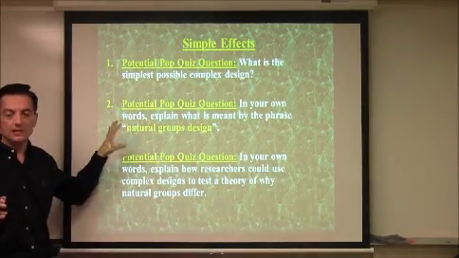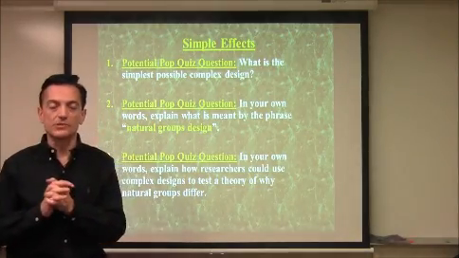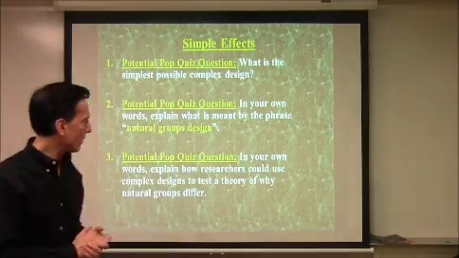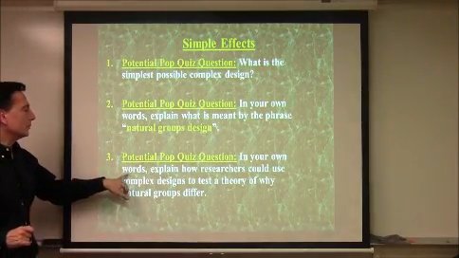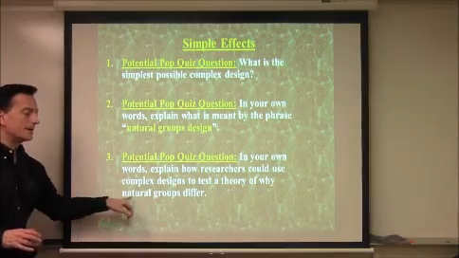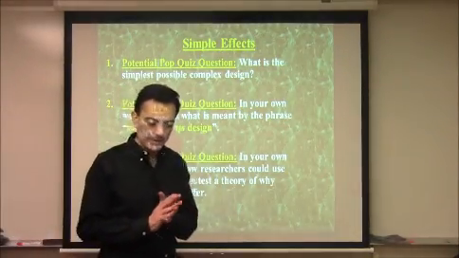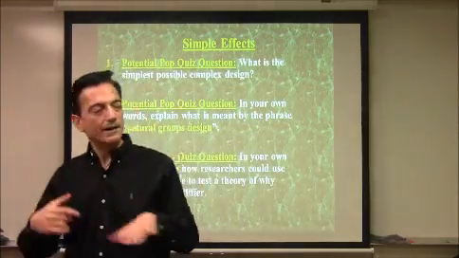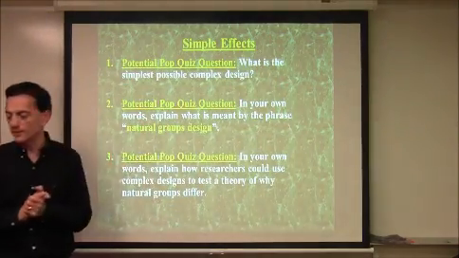And frequently, psychologists are interested in those natural group variables. It would be a type of independent group design. Okay, let's go on to this last question. In your own words, explain how researchers could use complex designs to test a theory of why natural groups differ. Okay? This one actually requires a bit of explanation. So what we're going to do is break out of this presentation, and I've got something for us on the board.